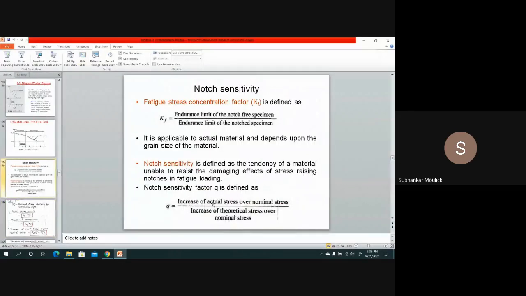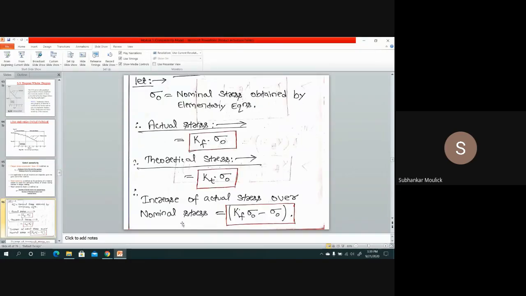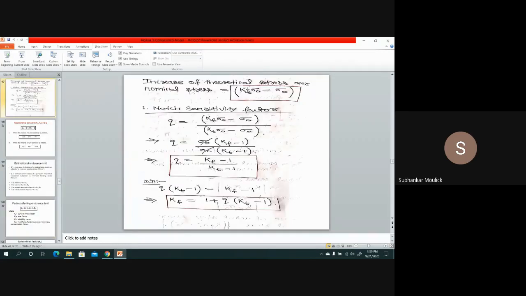Similarly, I have to find out the increase of theoretical stress over nominal stress, which is due to stress concentration. So I know that nominal stress is sigma naught and theoretical stress due to stress concentration is Kt into sigma naught. So how much is the increase of theoretical stress over nominal stress? It will be Kt sigma naught minus sigma naught. Yes or no?